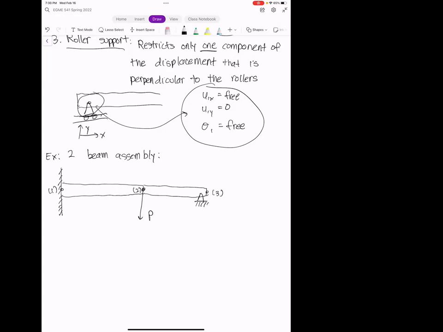So we're going to apply a load P here. And so each element is going to have a length of L. And we're going to assume that both elements have the same Young's modulus and the same moment of inertia. In addition to this, we're going to have a moment that's being applied here.